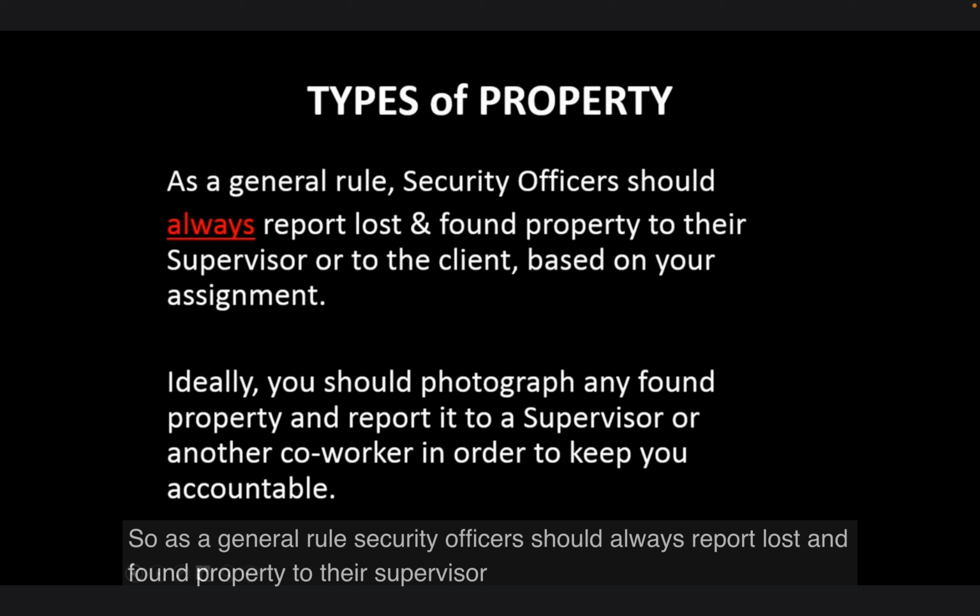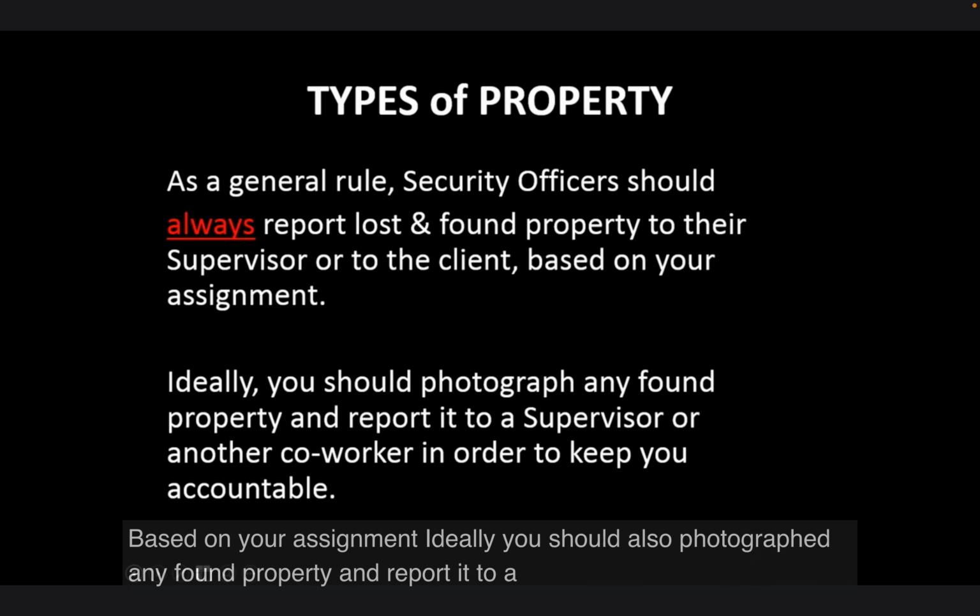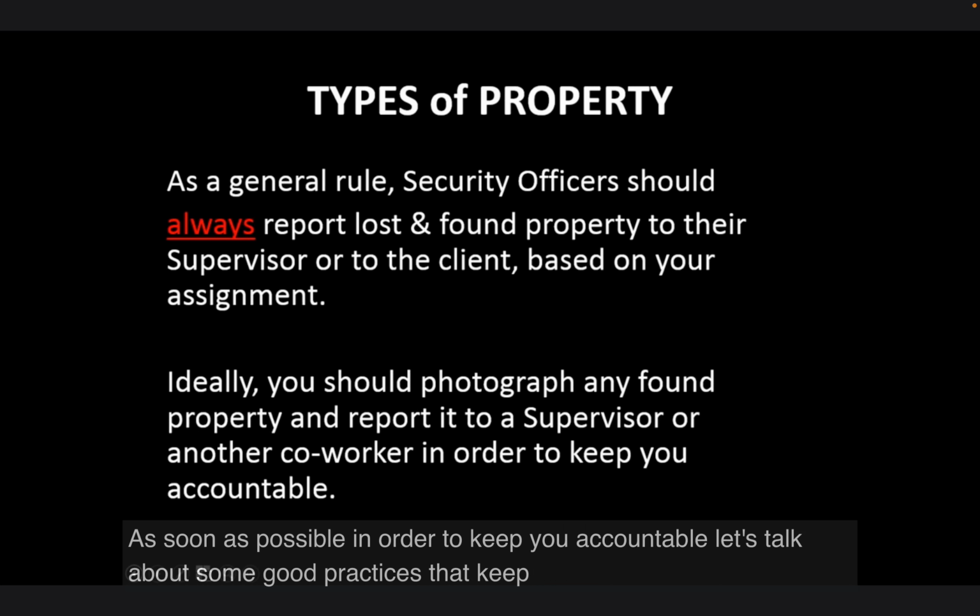So as a general rule, security officers should always report lost and found property to their supervisor, to the client, based on your assignment. Ideally, you should also photograph any found property and report it to a supervisor as soon as possible in order to keep you accountable.